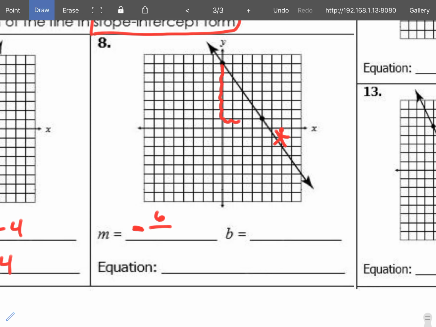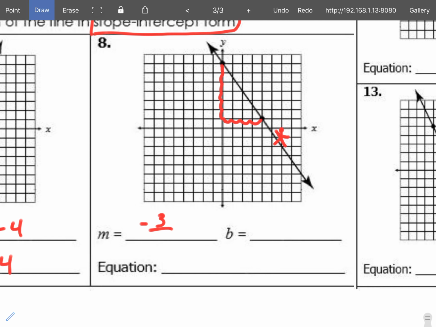Over how many? 1, 2, 3, 4. Cool. Can I reduce that? Can I simplify that? Yeah, I can actually divide each of these by 2, can't I? So this is a 3 over 2, and it's still negative. Don't forget about that. So I'm going to erase this whole thing, because it looks confusing. I'm just going to write -3 over 2.